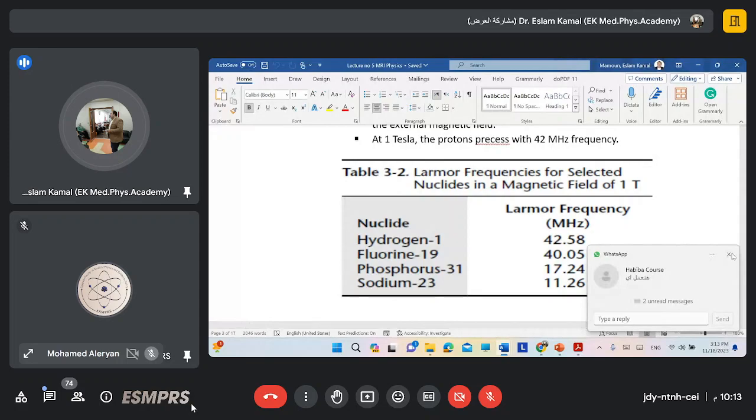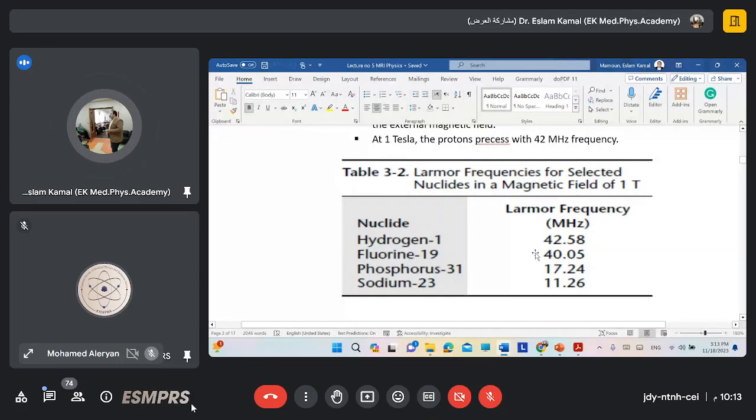But for fluorine it is 40.05, phosphorus 17.24, sodium 11.26. So now you can ask yourself why hydrogen has a higher Larmor frequency. Because the protons inside the hydrogen have higher sensitivity to the external magnetic field. That's why the proton itself acquires a higher precession frequency than other elements.